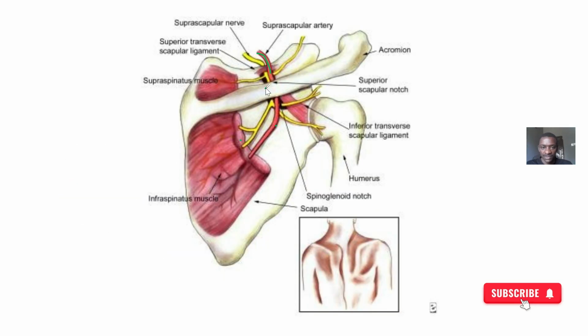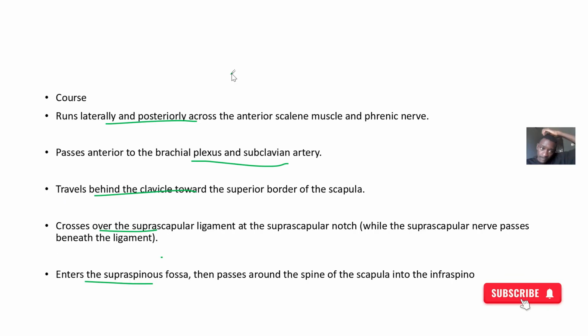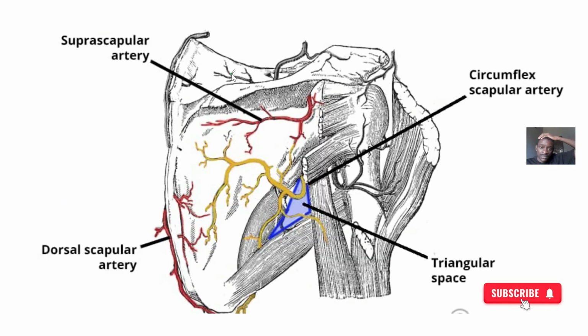They are just trying to describe these locations. So this is still the suprascapular artery, supplying the two muscles that are around the scapula.